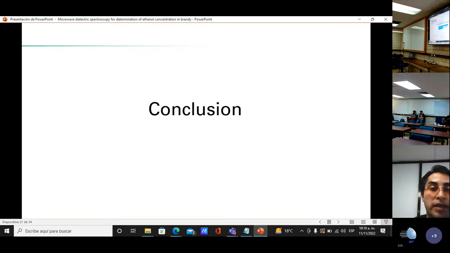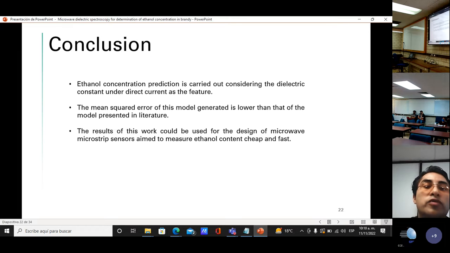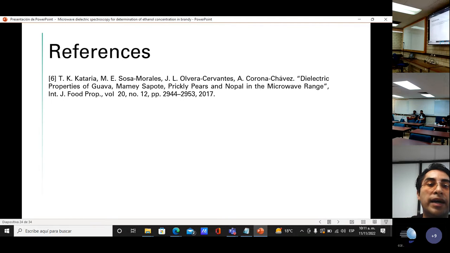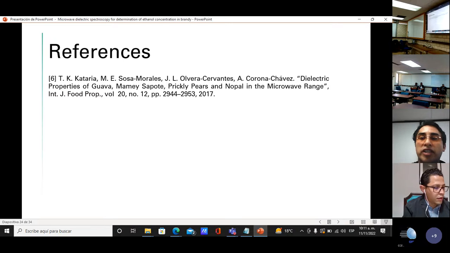So, the ethanol concentration prediction is carried out considering the dielectric constant under direct current as the feature. The mean square error of the model generated is lower than that of the model presented in the literature. The results of this work could be used for the design of a microwave sensor aimed at measuring ethanol content cheaply and fast. So these are the references, and thank you for your attention.